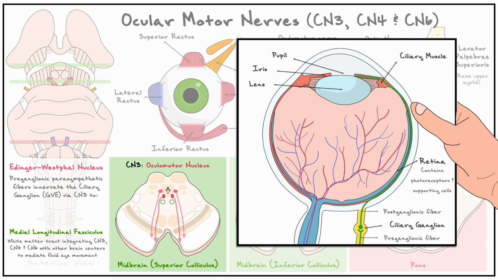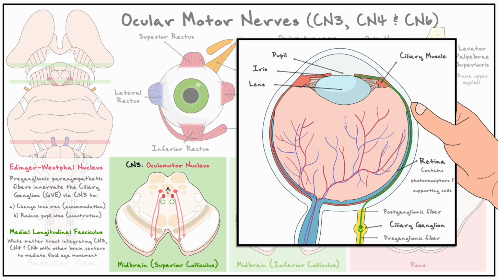Now, if we take a closer look at the eye, the ciliary ganglion contains postsynaptic fibers that, when activated by the presynaptic fibers of the Edinger-Westphal nucleus, will activate the ciliary muscle to constrict the pupil. The constriction of the pupil will have the effect of reducing the amount of light entering the eye, and this is an important effect of the parasympathetic response.